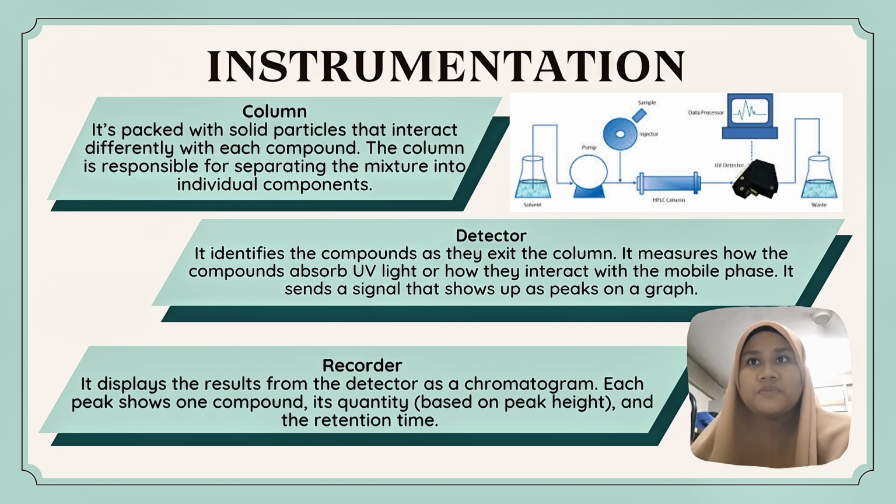The fourth one is the column. It is packed with solid particles that interact differently with each compound. The column is responsible for separating the mixture into individual components. The fifth one is the detector. It identifies the compounds as they exit the column. It measures how the compounds absorb UV light or how they interact with the mobile phase. It sends a signal that shows up as peaks on a graph. And the last one is the recorder. It displays the results from the detector as a chromatogram. Each peak shows one compound, its quantity based on peak height, and the retention time.